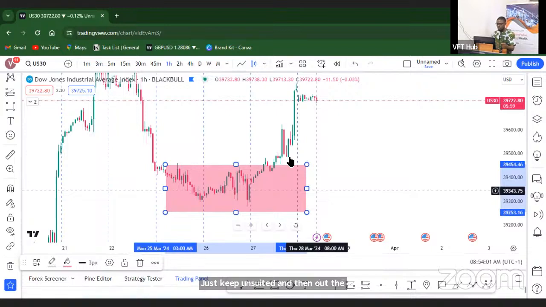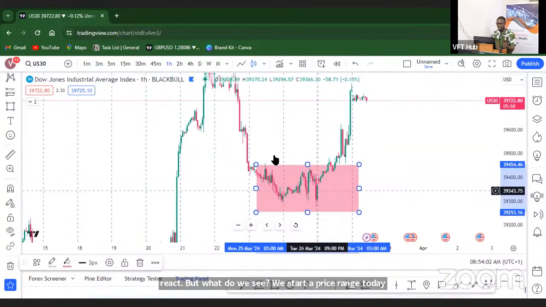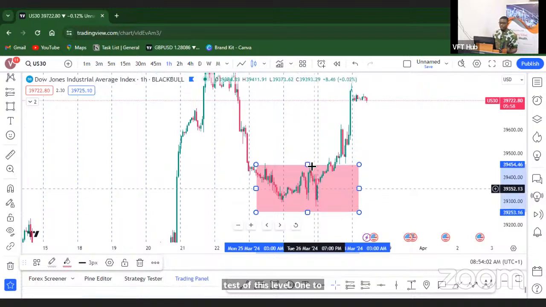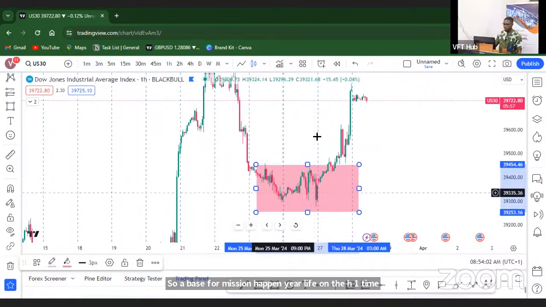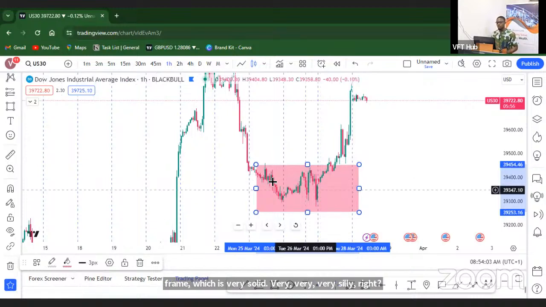But what do we see? We saw the price range there and then we saw it break out to the upside. We saw it pushing back to the upside and then a retest of this level. What happened next? We want to see a base. We saw a base formation happen here live on the H1 time frame, which is very, very solid. A base formation happened here.